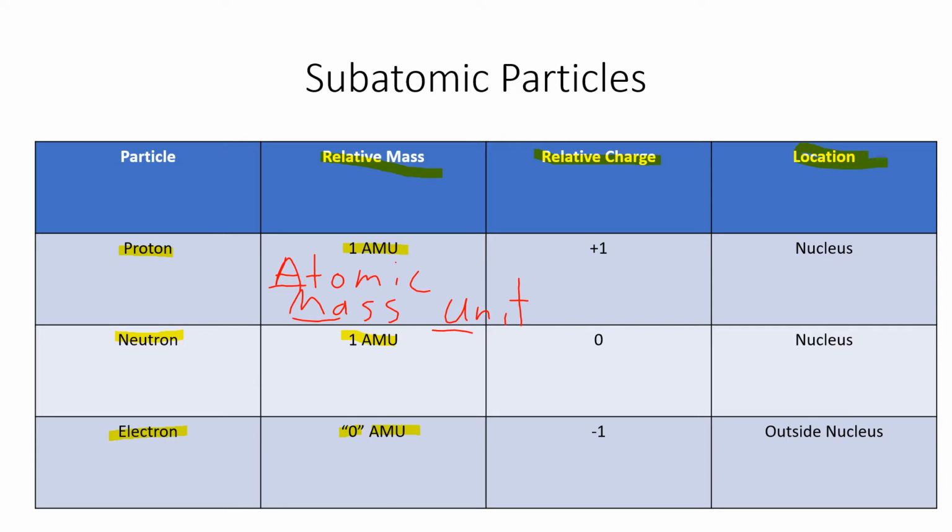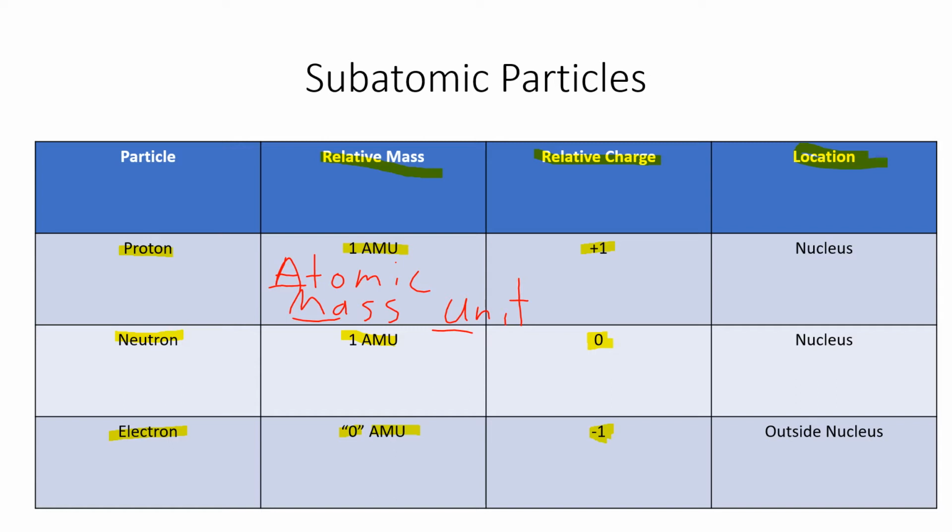So we would say that the proton has a relative charge of +1. Neutrons do not have any charge. This 0 is not in quotes. It is 0. They are electrically neutral. And the electron has the same strength charge as a proton, but the opposite charge. So a proton is +1, an electron ends up being -1.